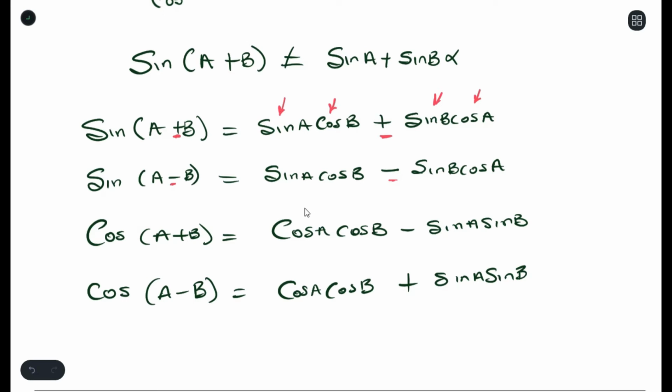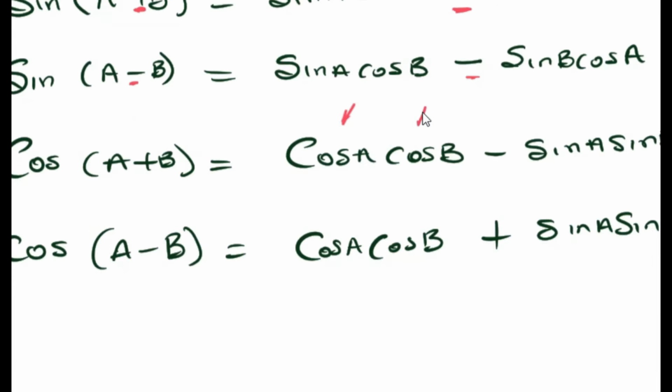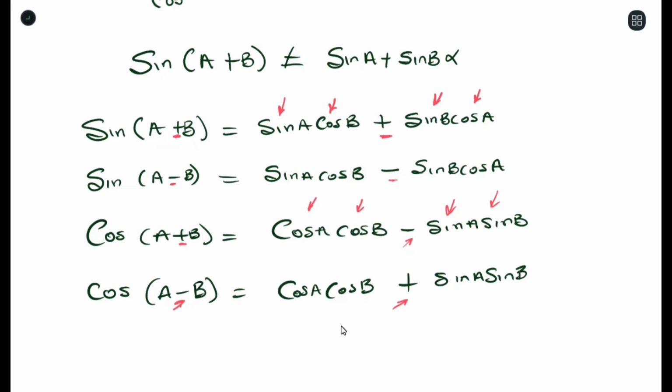With cos, you would notice that you have the cos terms first, then you have the sines. As you can see, cos A cos B, then we have sine A sine B, right? Another very important thing is the signs. Whenever you have a positive, the identity produced will be negative, and whenever you have a negative, the identity produced will be positive. You need to try as much as possible to memorize this.